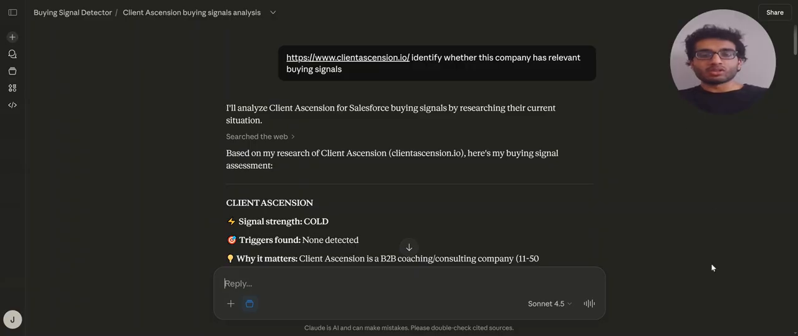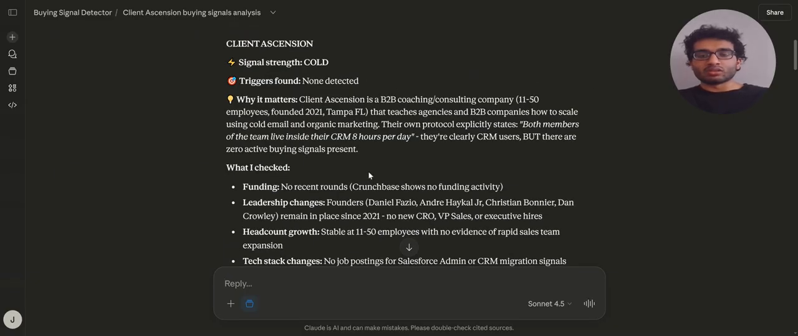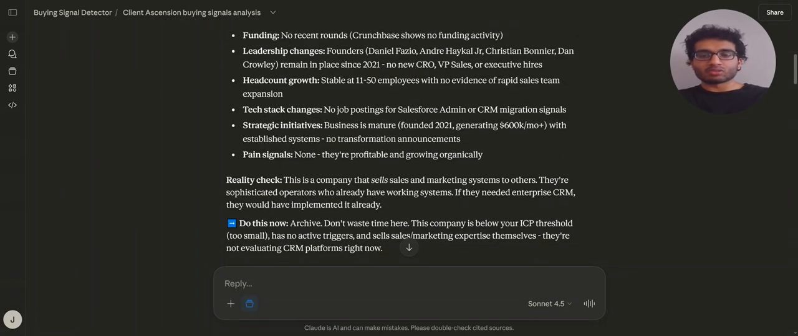Based off of the knowledge you provided it, it will do the research and identify that it's a cold lead. It tells you what they do. It checks whether they have funding, the leadership, headcount, tech stack changes, strategic objectives, and so forth, and identifies whether or not they're a good fit. Based off of this analysis, it's saying they're not a good fit, and I can move on. I don't need to be thinking about whether they're a good fit or not.